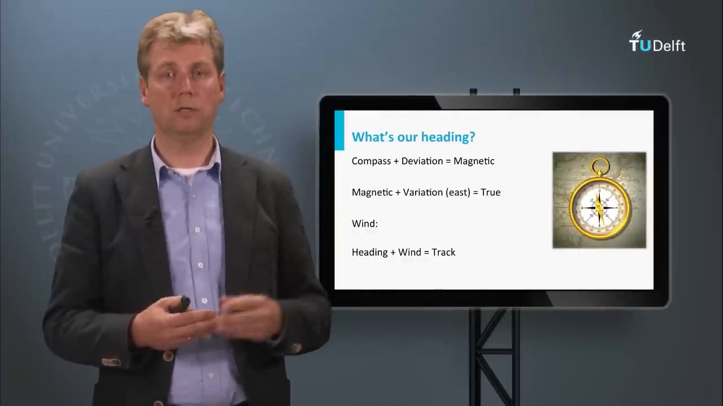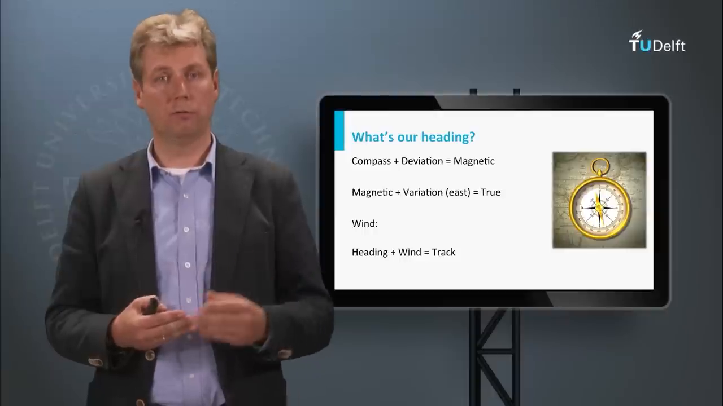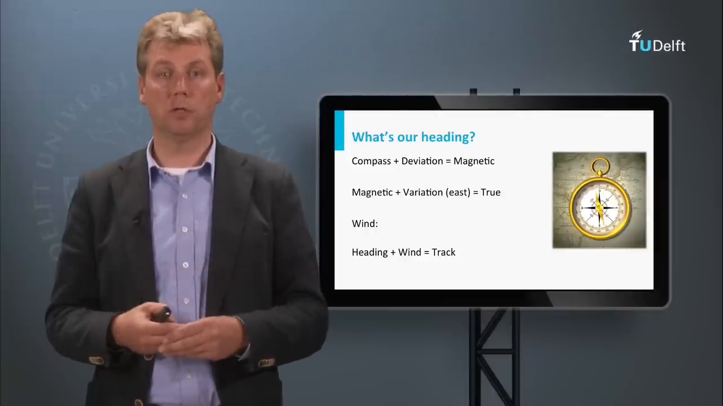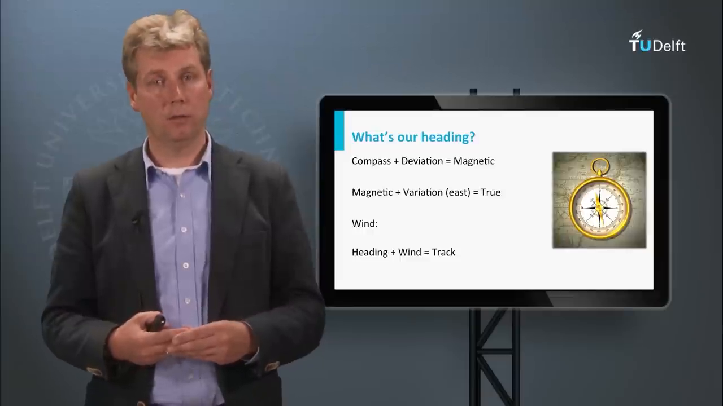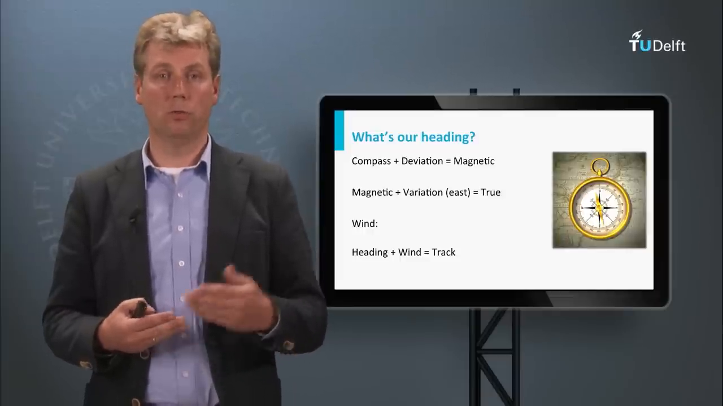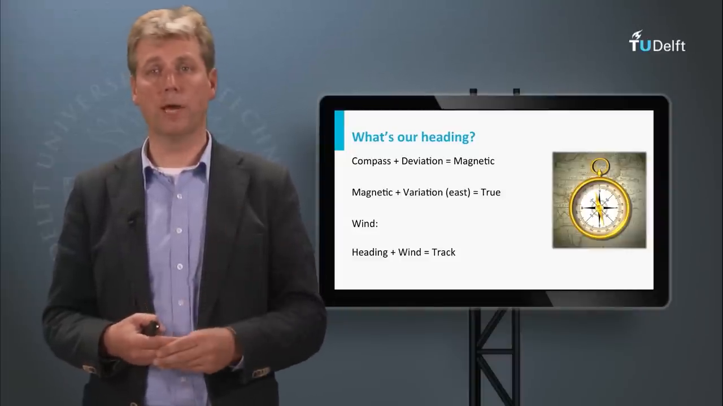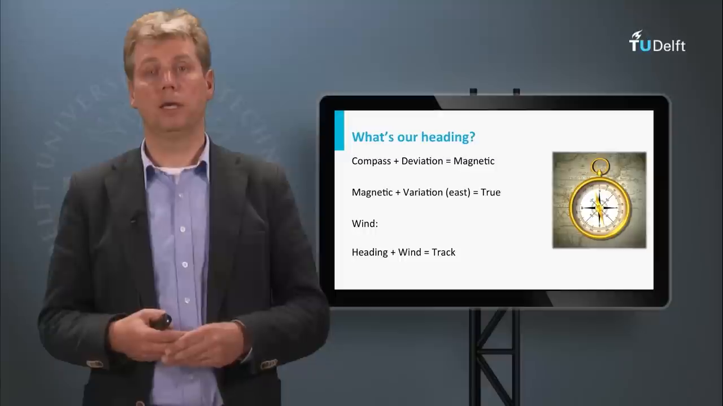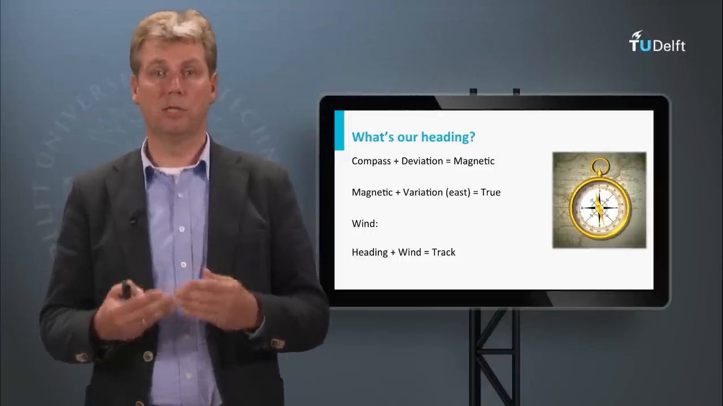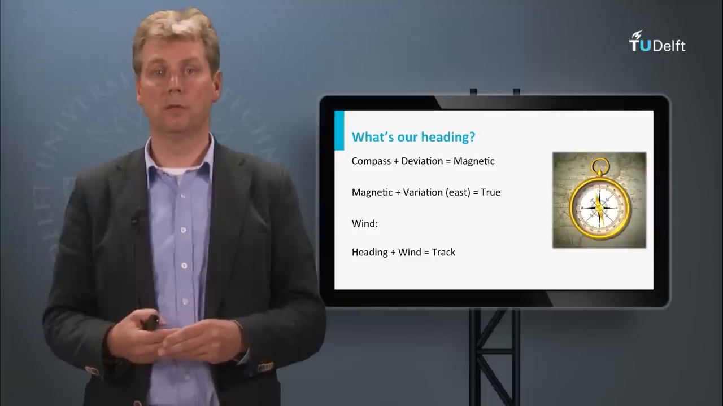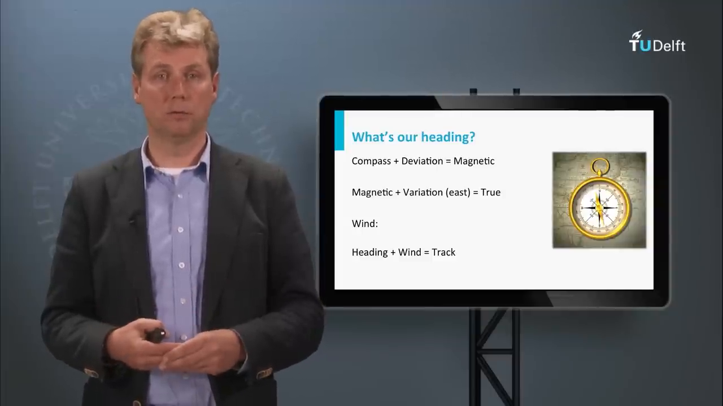So summarizing all of this, we measure a heading with the compass. We first have to correct for the instrument error, and this is called the deviation, to find the real magnetic heading. And then, again, we have to correct, we have to add the variation. We use east as a positive number to get the true heading. And then, if we want to take into account the effect of wind, we also have to use the displacement of the aircraft by the wind to find in which direction we're really traveling. And this is called the track angle.